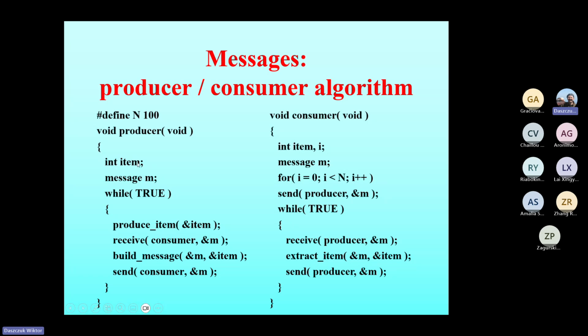It produces an item and enters the item into the message. Let's look at how it happens. While true, so it is an infinite loop. The producer creates an item. It receives an empty message, M, from the consumer. It enters the item into the message and sends the message back to the consumer.